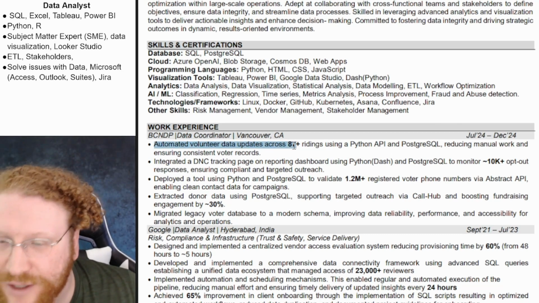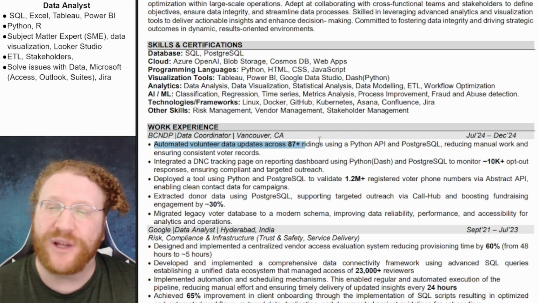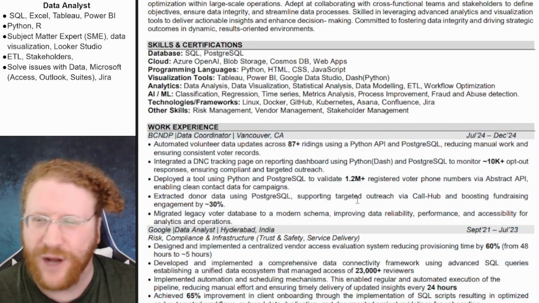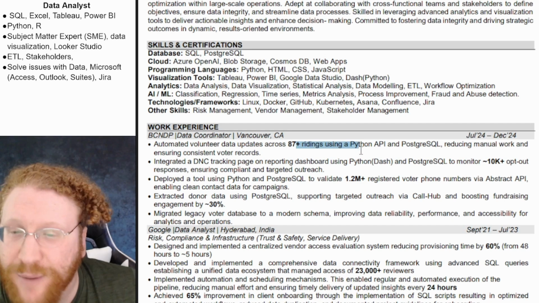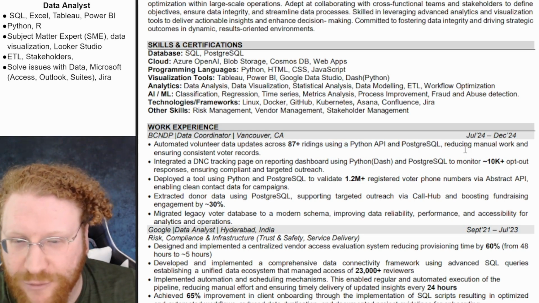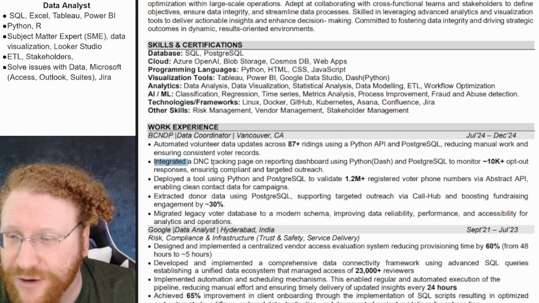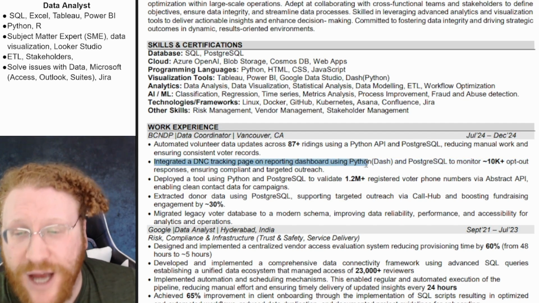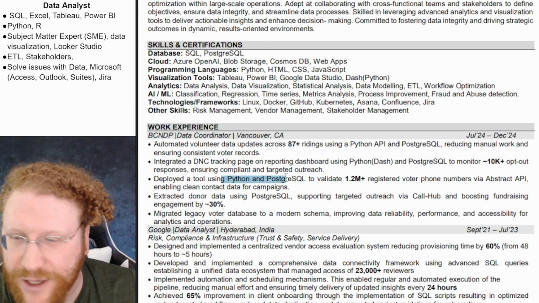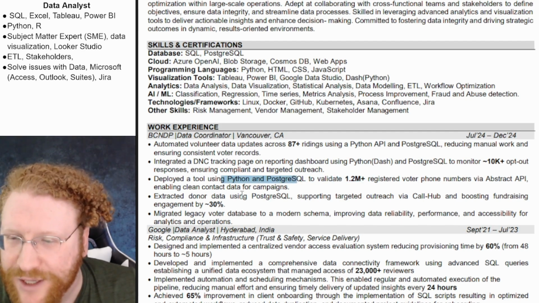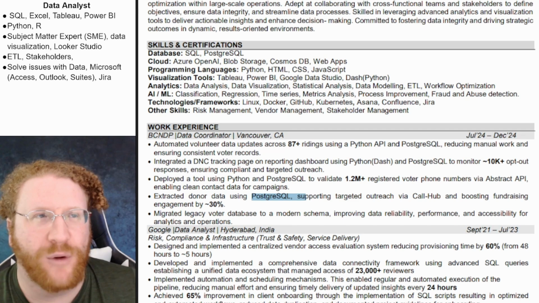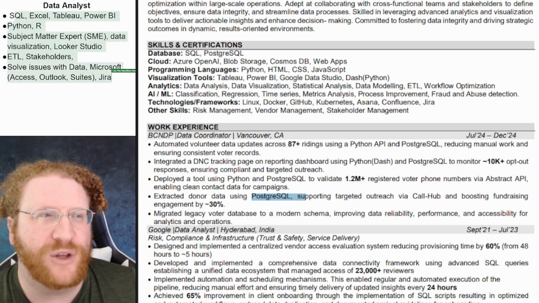So automated volunteer data plus 87. Why would you bold 87? Stop bolding. Anything under the work experience should not be bolded. You do not need anything bolded here. Using a Python API. So Python is good. PostgreSQL, okay. And reducing manual work and ensuring consistent voters. Integrated a DNC tracking page. Dashboard is okay. Using Python, good. And SQL. Again, we only have Python and SQL, Python and SQL. Look, those are keywords, but you don't need all of these.